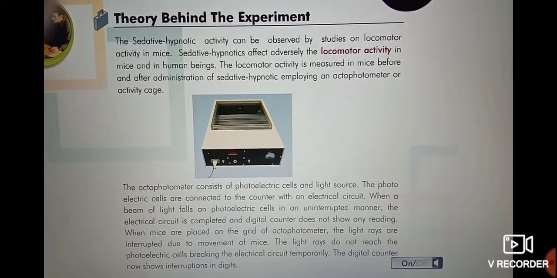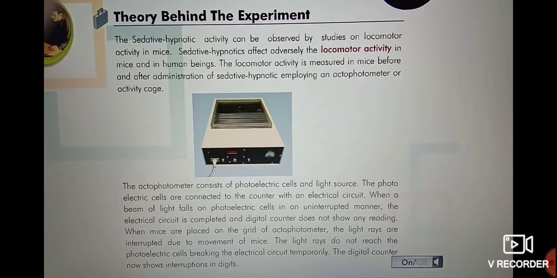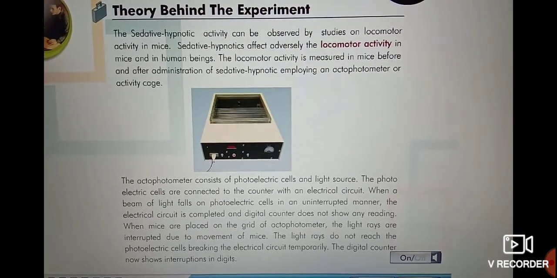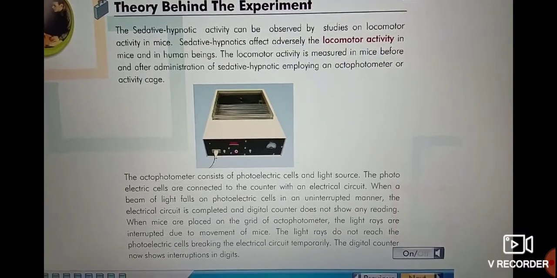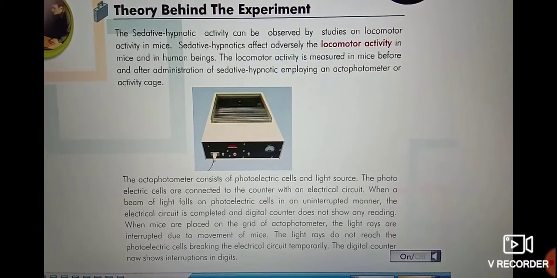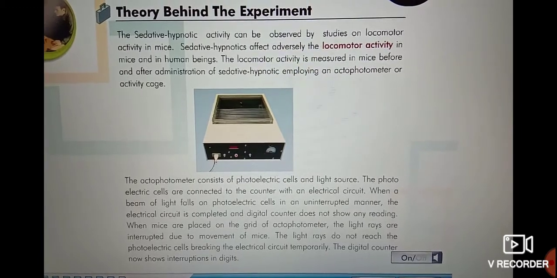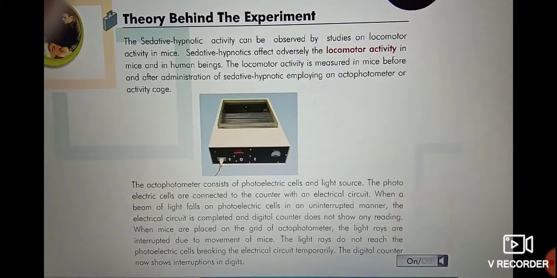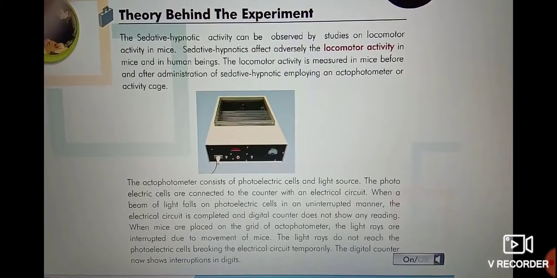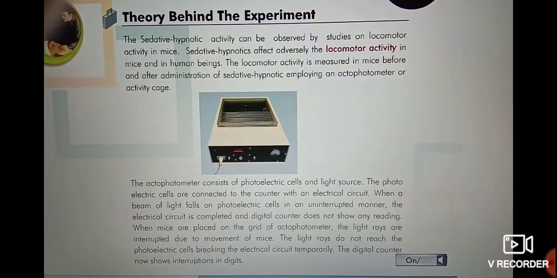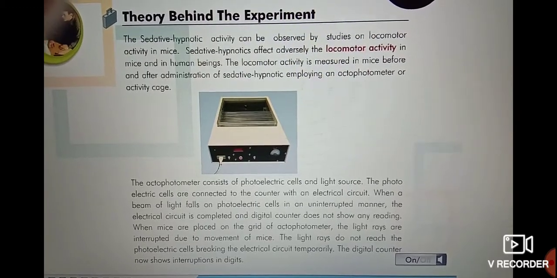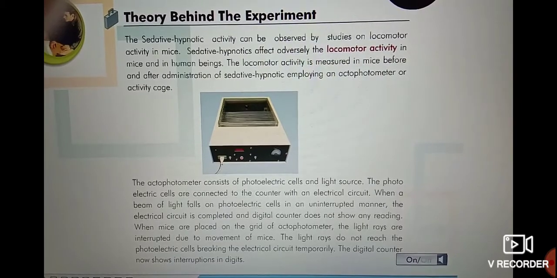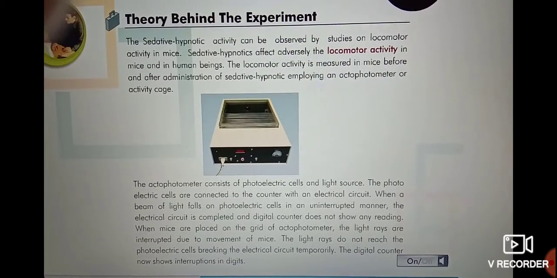The actophotometer consists of photoelectric cells and a light source. The photoelectric cells are connected to the counter with an electric circuit. When a beam of light falls on the photoelectric cells in an uninterrupted manner, the electric circuit is completed and the digital counter does not show any reading.